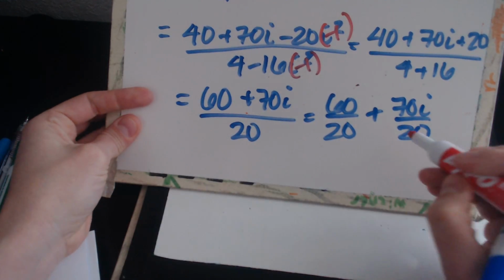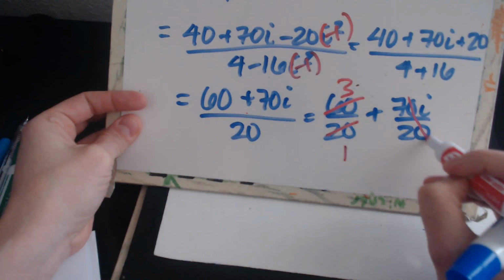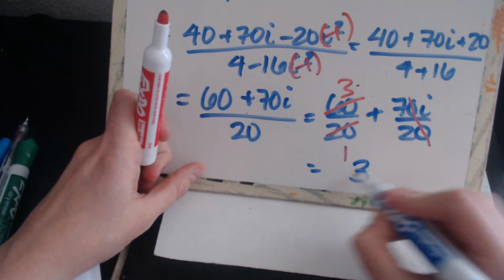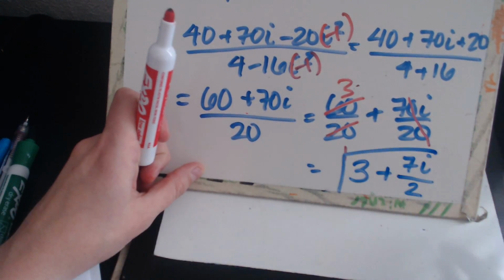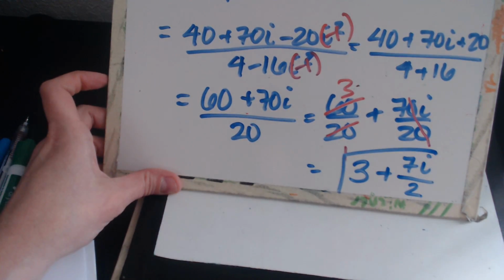So 20 goes into 60 3 times. And here, those zeros are going to cancel out. You're canceling by a factor of 10, basically. So your final answer is going to be 3 plus 7i over 2. So that would be my answer for this problem. It's a little bit different because I was able to reduce, but still the correct answer.